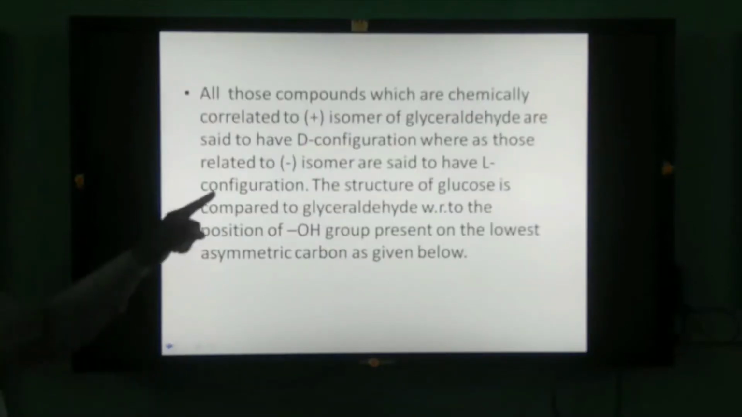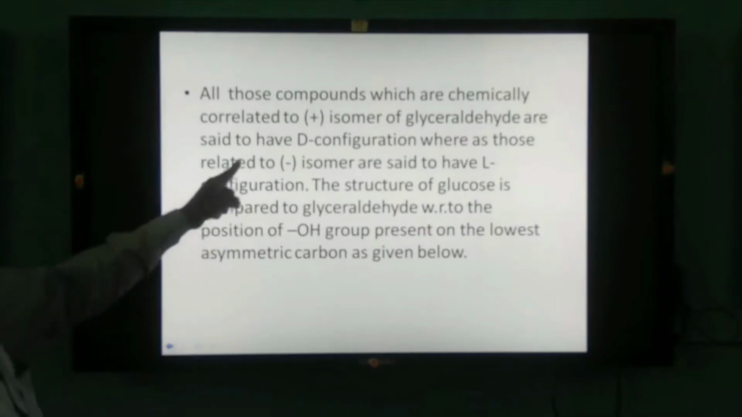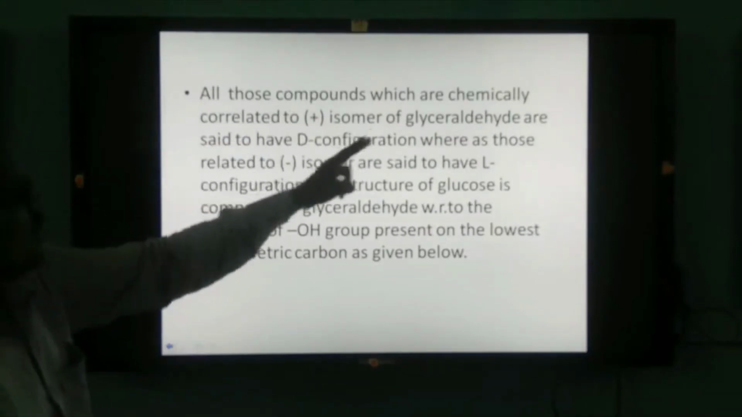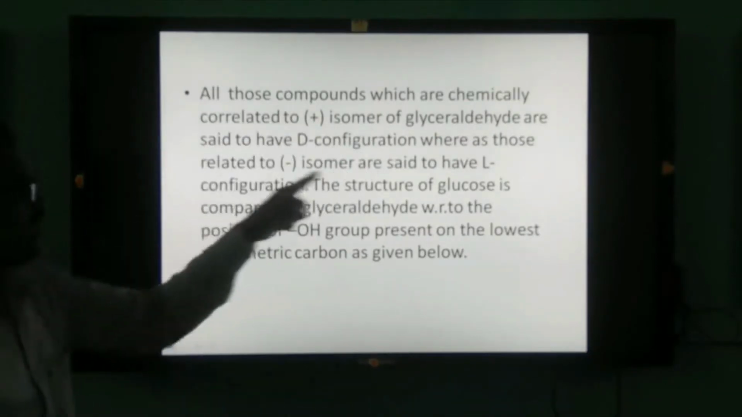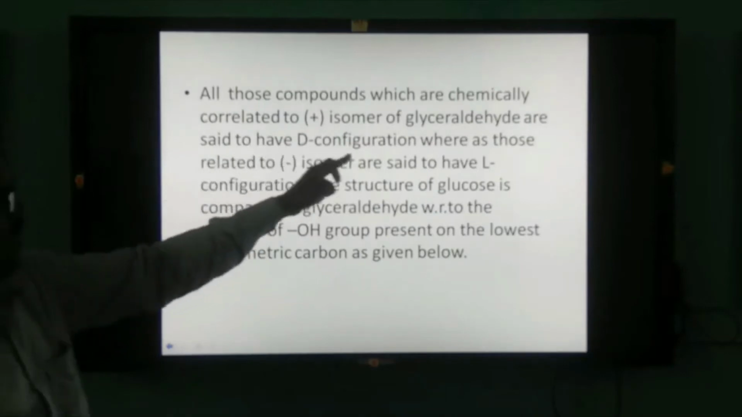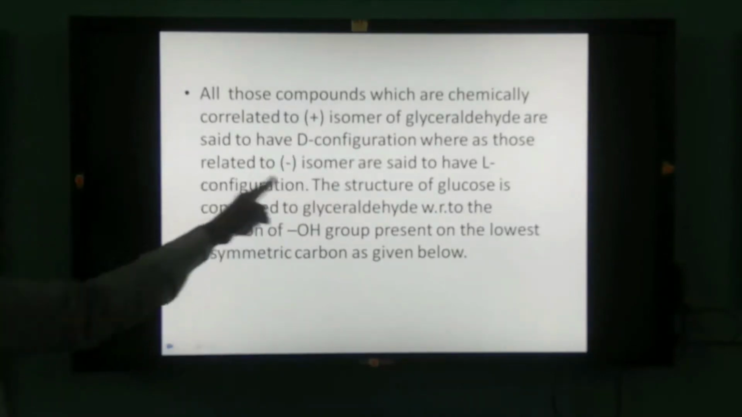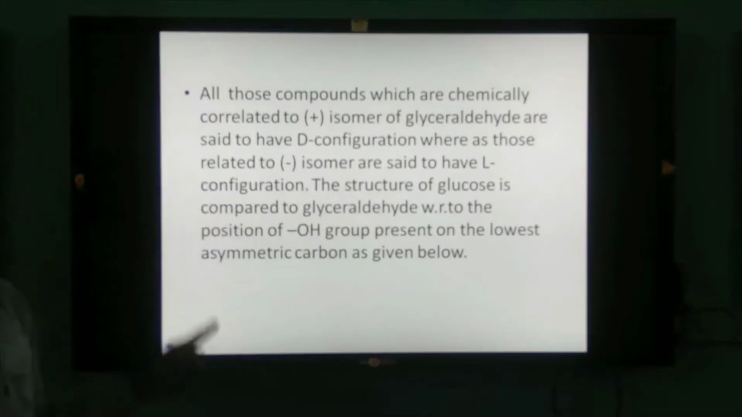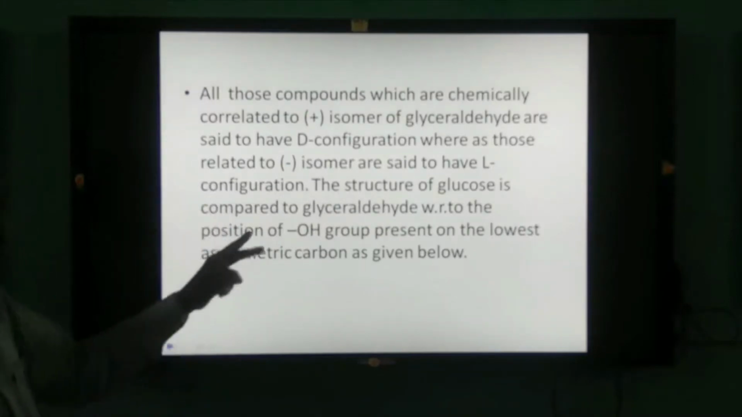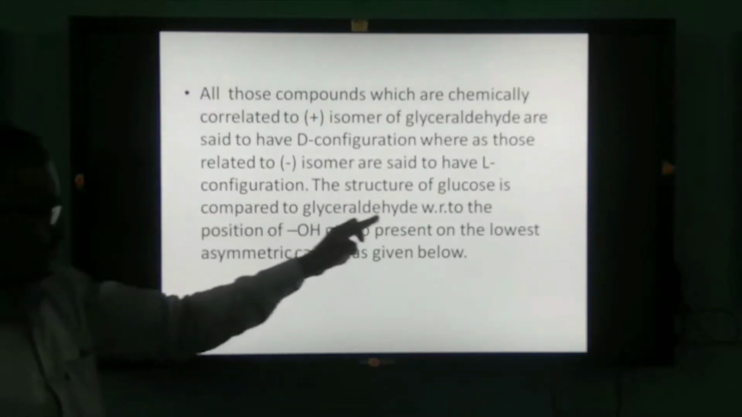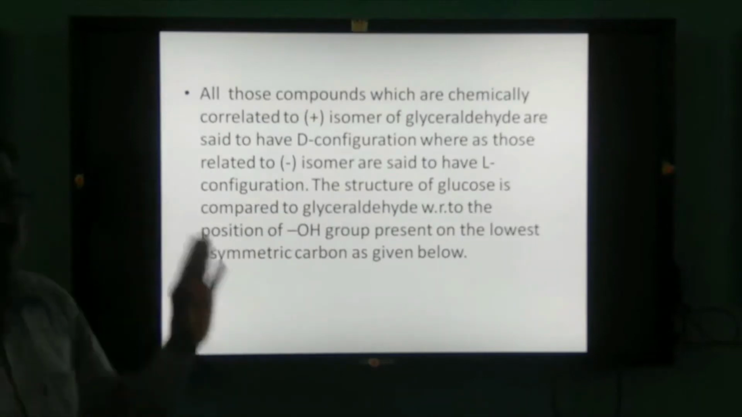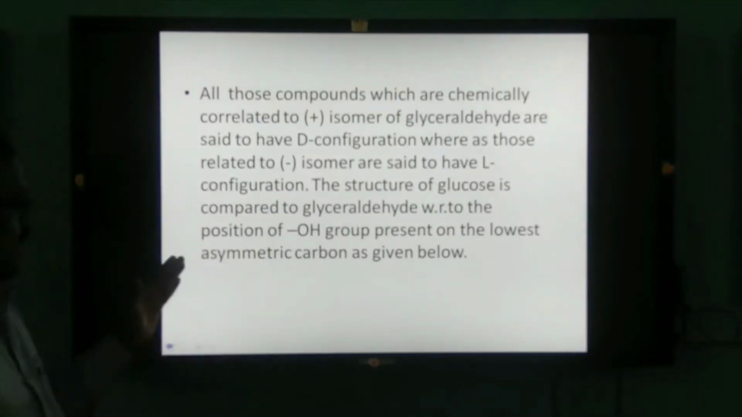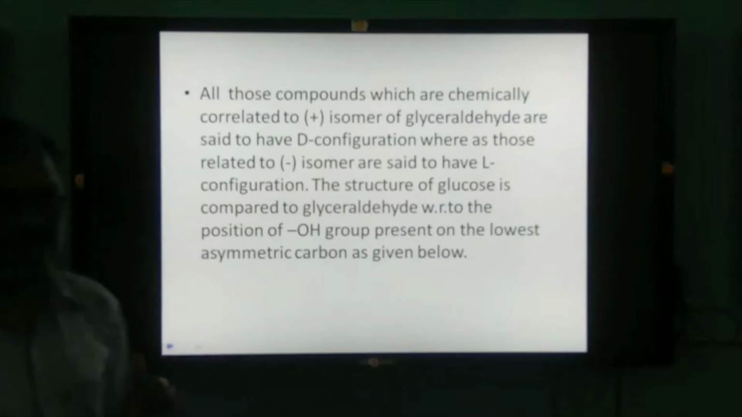So we are discussing this. All those compounds which are chemically correlated to the plus isomer of glyceraldehyde are said to have D configuration, whereas those related to the minus isomer are said to have capital L configuration. Understood? So the structure of glucose is compared to glyceraldehyde with respect to the position of the OH group present on the lowest asymmetric carbon, as given below.